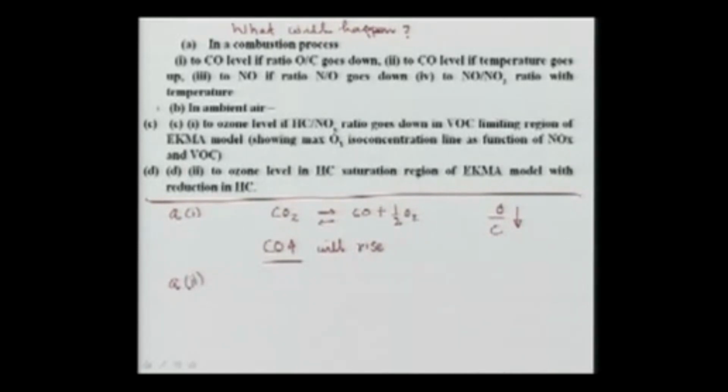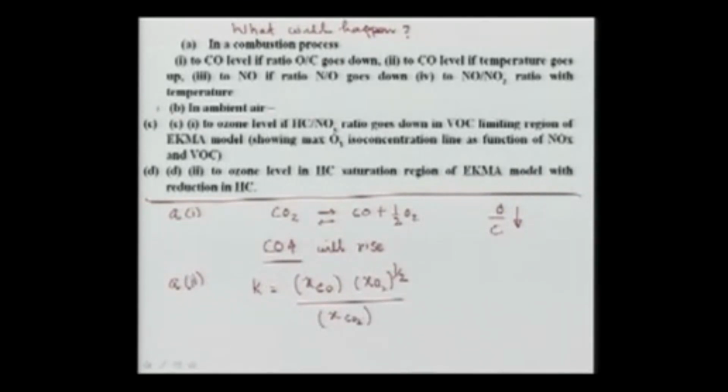Now let's try to answer problem A, part 2. What will happen to CO if the temperature goes up? So we have to write the stoichiometry and the equilibrium constant. If you recall from the earlier lecture, the equilibrium constant here will be XCO times XO2 by XCO2. I'll explain again the meaning of this: X are the mole fractions.